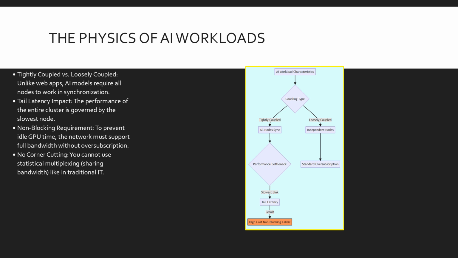We cannot rely on statistical sharing of bandwidth like we do with web traffic. Instead, we must provision enough capacity for every GPU to talk to every other GPU simultaneously, which sets a high baseline for infrastructure costs. This flowchart distinguishes the workload types.